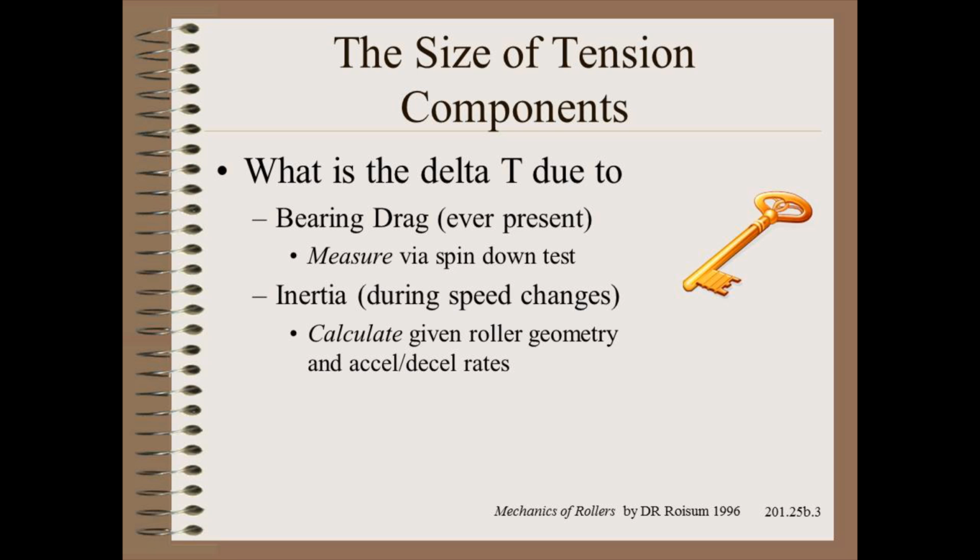Beware, drag can vary 2 to 1 on bearings right out of the box and as much as 10 to 1 after a time in service. Thus, we need to add a generous safety factor here. Then, we calculate the inertial tension upset knowing roller geometry and the acceleration rates of the machine. This is well documented in my roller book.